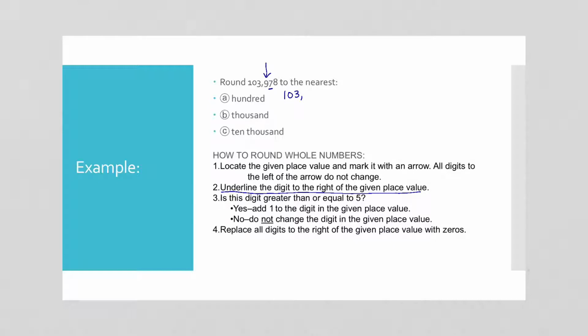Okay, so now this 7, because part 3 says is it greater than or equal to 5, so the answer is yes. So I add 1 to the digit in the given place value. So I have to add 1 right here to this 9. But look what happens whenever I add 1. That becomes 10, right? So I have to carry my 1. So actually this does become 104,000. And that's because this was a 9 right here. So I had to add 1 there and carry the 1. Okay, so now I'm going to erase and I'm going to start all over with the next problem.